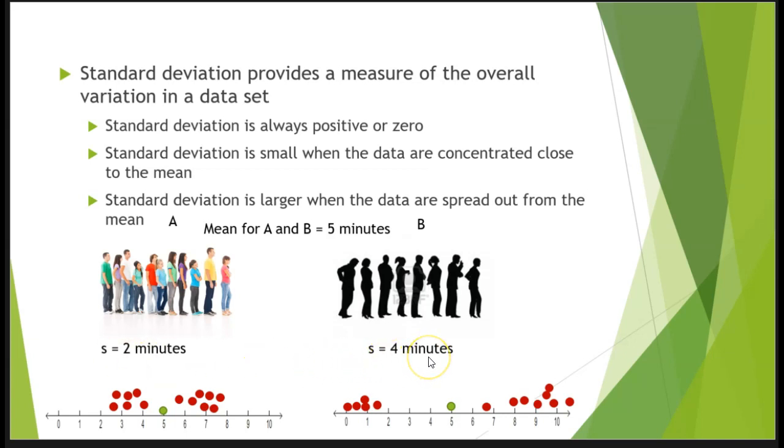Because supermarket B has a higher standard deviation, we know that there is more variation in the wait times at supermarket B. Overall, wait times at supermarket B are more spread out from the average, whereas wait times for supermarket A are more concentrated near the average. You can see that represented here in the two different number lines. Notice when we have the standard deviation of 2, which is smaller, the data points are closer to the mean. And when we have the standard deviation of 4, those data points are spread out further from the mean.